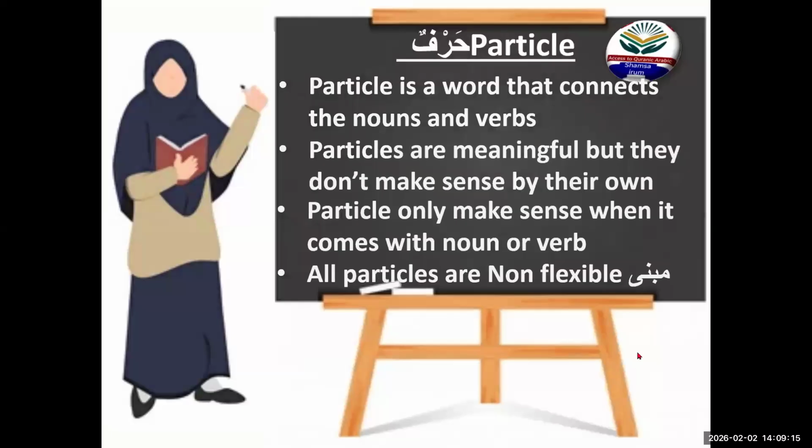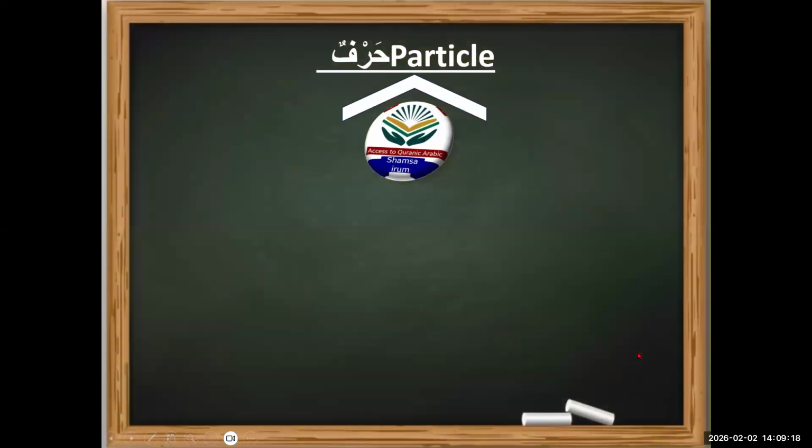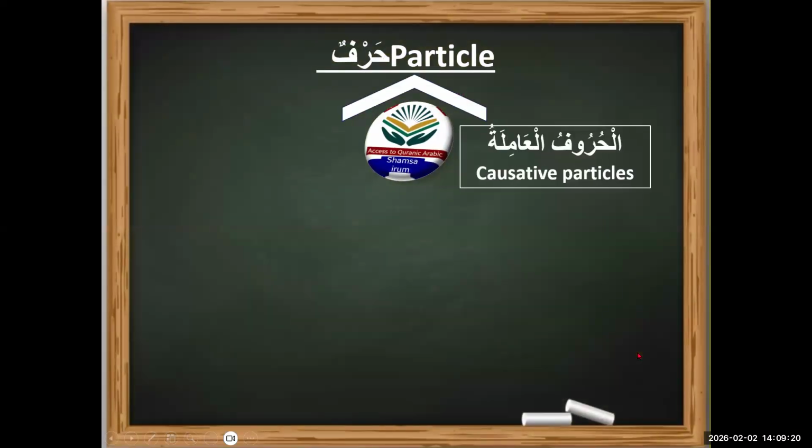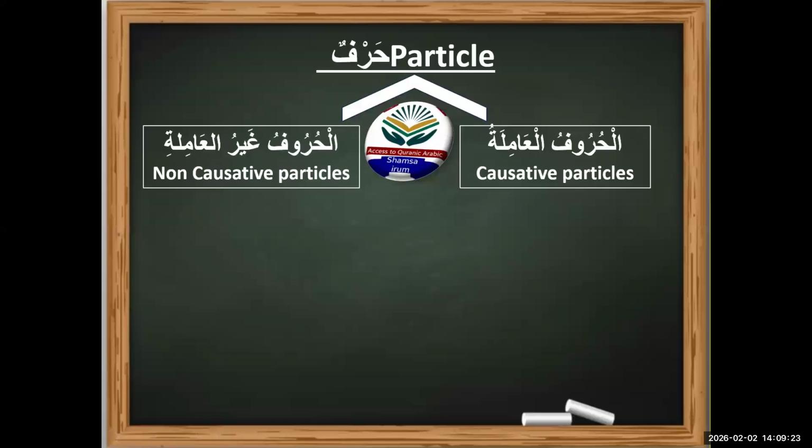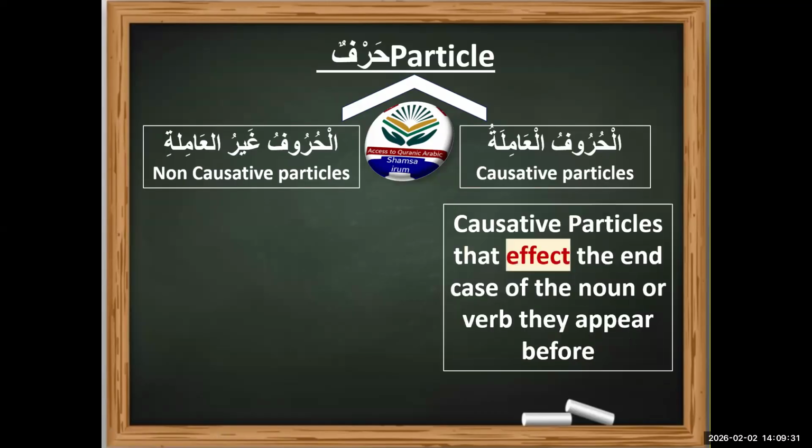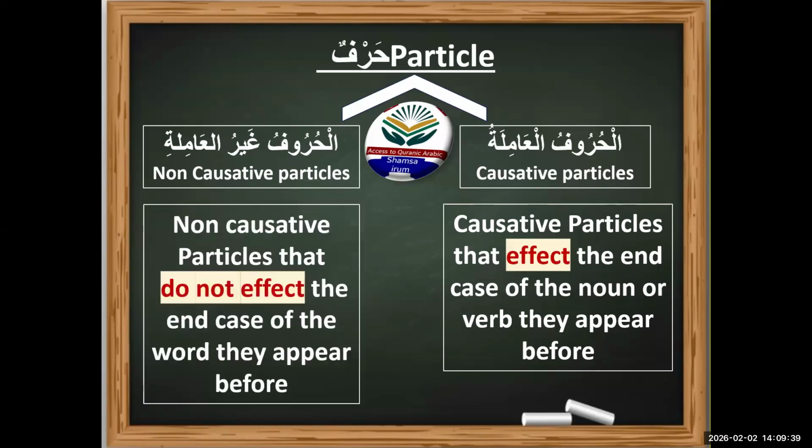And as you already know, there are two types of particles. The first one is huruful amila, causative particles, and on the other hand is the huruful ghayrul amila, which is the opposite of the huruful amila. So what is huruful amila? Huruful amila are those particles that affect the end case of the noun or verb they appear before, while non-causative particles do not affect the end case of the word they appear before. So let's check whether the Laam of tauqeed comes in the category of causative or non-causative particles.